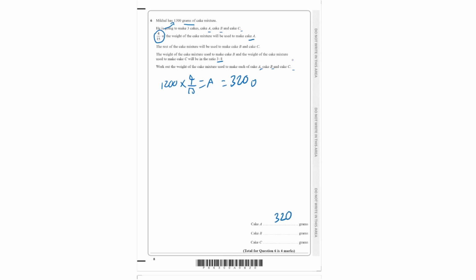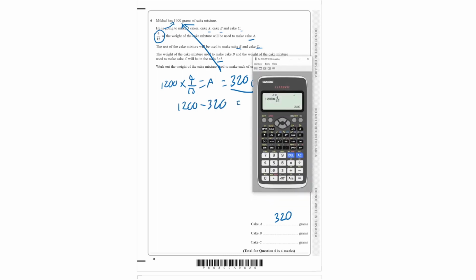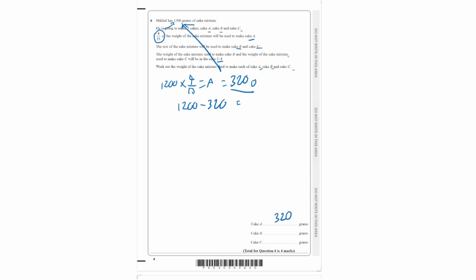Now that we actually have cake A, it says here that the rest of the cake mixture will be used to make cake B and C. So that means cake A is made first, so we can actually remove this value from the total value. 1,200 minus 320 will give the rest of the cake batter. 1,200 minus 320 gives us 880. So this is what we're left with for cake B and C.